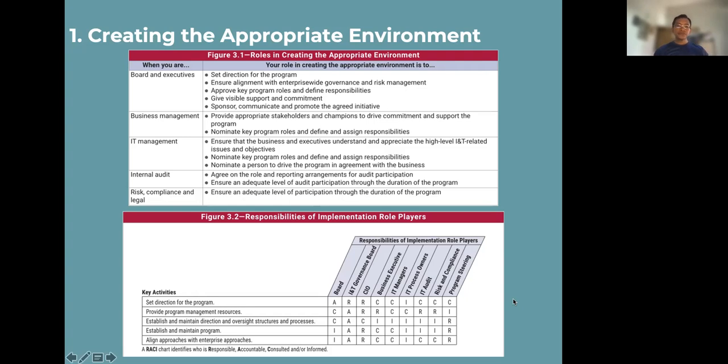Okay, 3.2, the responsibilities of implementation role players. You will see that there's the IT governance board, the CIO, the business executives. You will also have the IT managers, process owners, IT audit, risk and compliance, and the program steering committee. You see here that there are some key activities: to set the direction, establish and maintain directions, and establish and maintain the program.